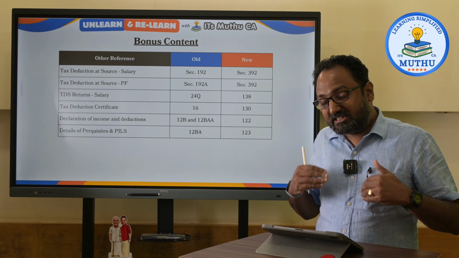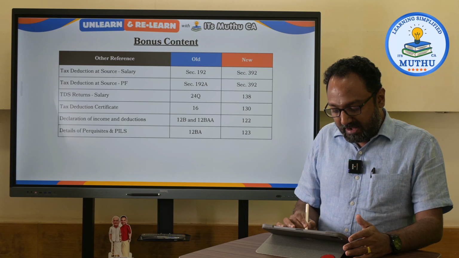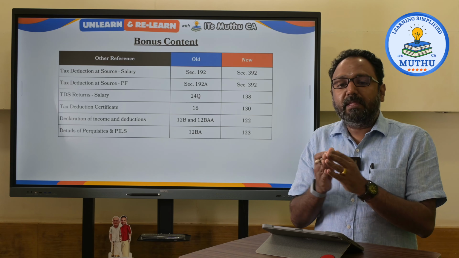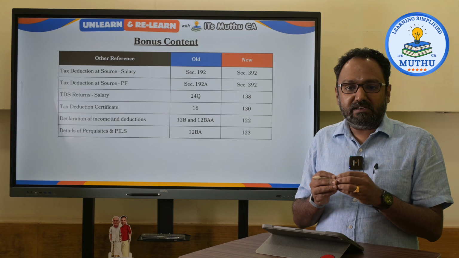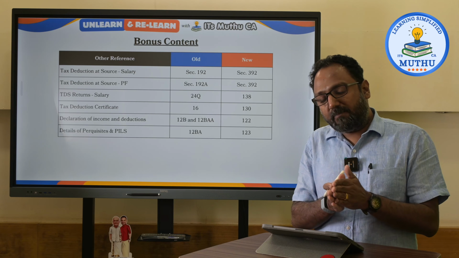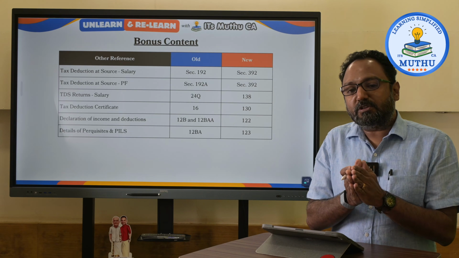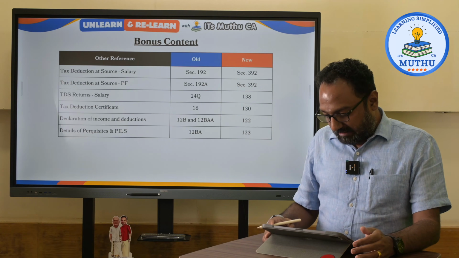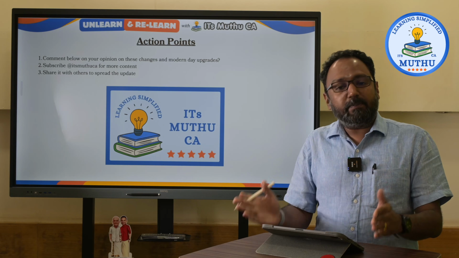And the declaration that the employee gives and the deductions, everything that happens in 12B and 12BA, is now combined as one form in 122. So all the income details and deduction details and what all you are eligible for under the income tax, which was given in 2 different forms, is now combined into 122. So this is some extra information on what is going to change from 1st April in the chapter of salary. With this, I've covered all the changes that have happened in salary.